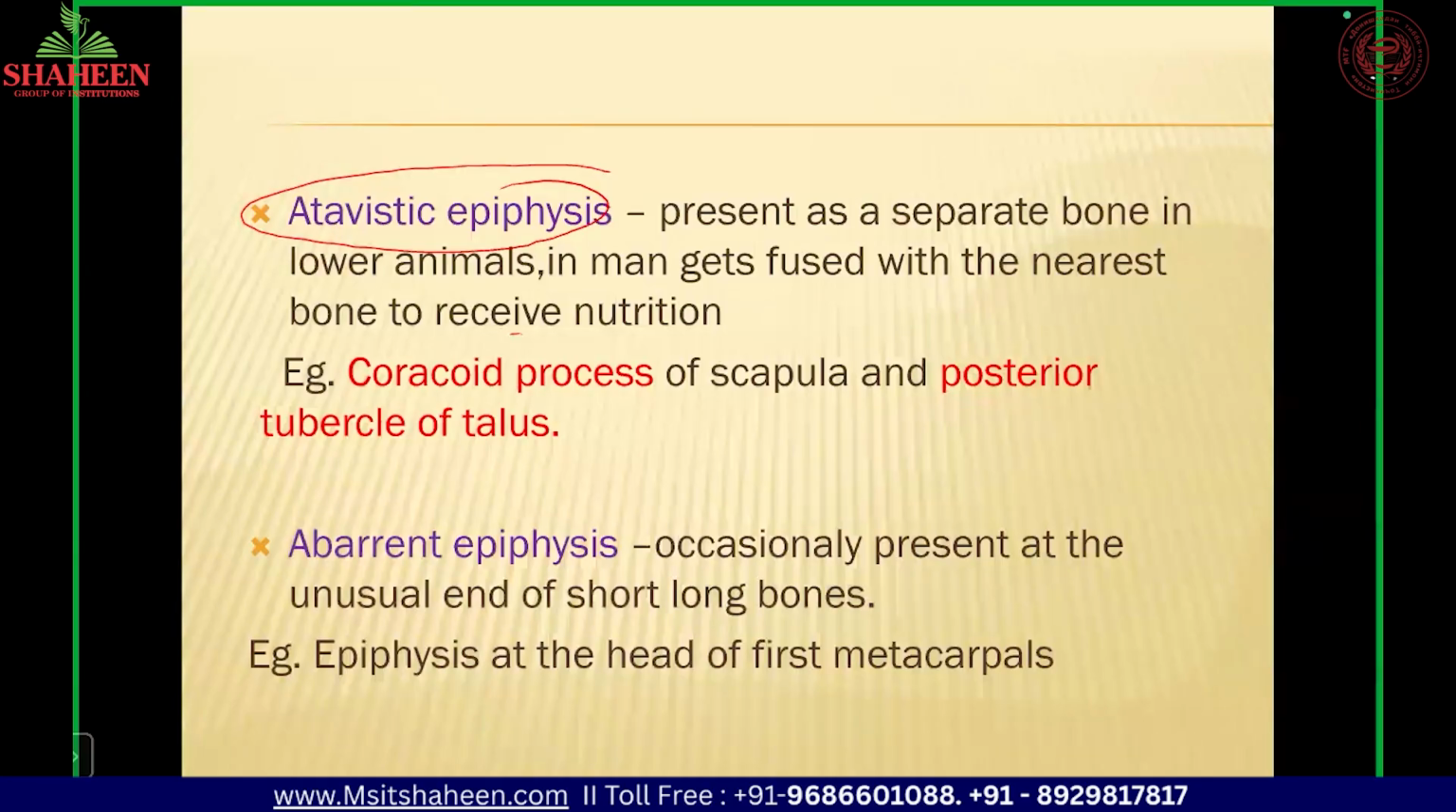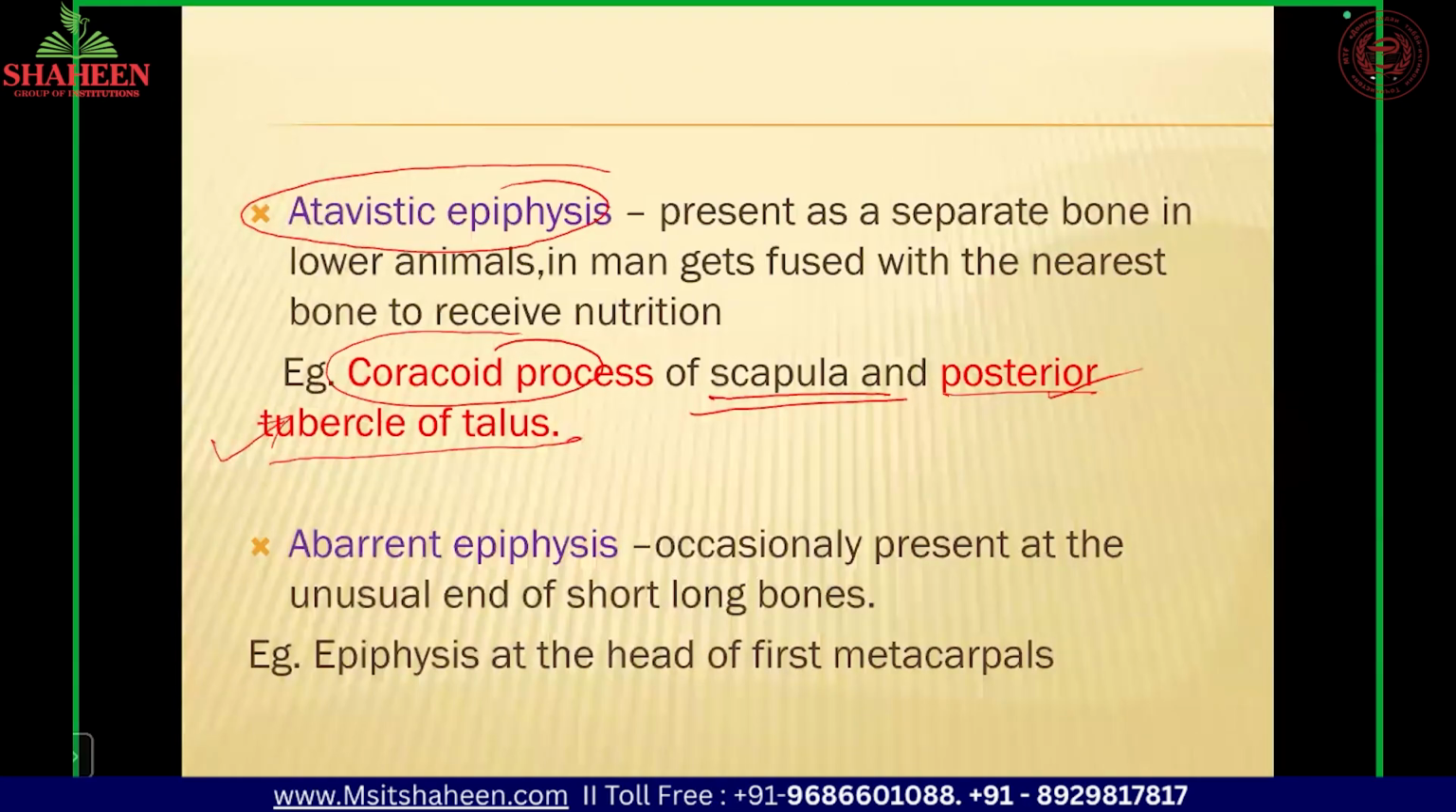In the case of the coracoid process in the scapula, when you learn the scapula, the coracoid process is a part of the scapula, not an individual bone. Also the posterior tubercle of talus. When you learn about the parts of the talus, the posterior tubercle is a part of the talus, not an individual bone. In lower animals, maybe the coracoid process and the posterior tubercle will be individual bones. Due to evolution, it becomes a part of another bone. Got the idea? Atavistic epiphysis.